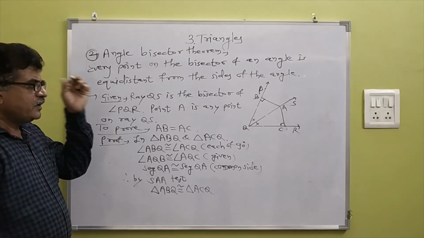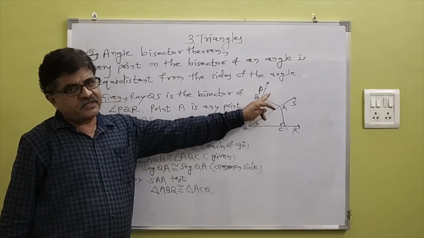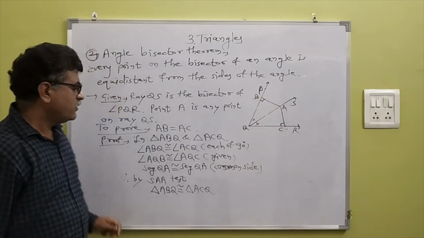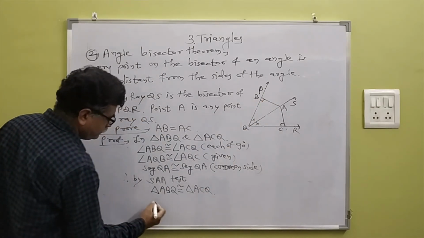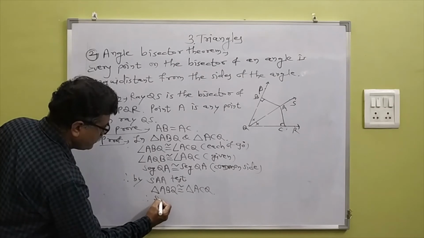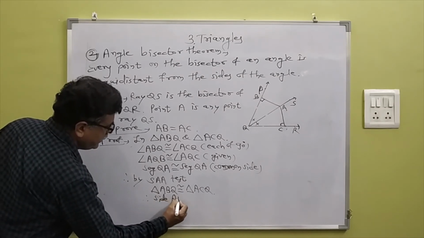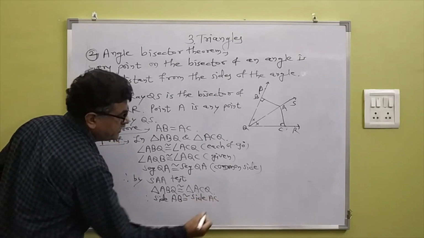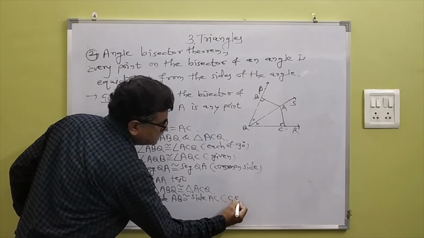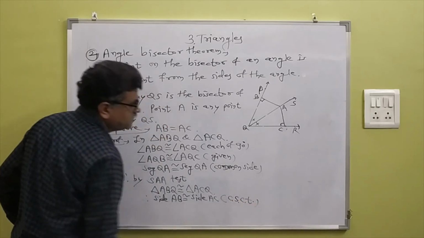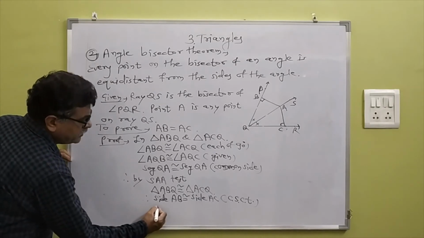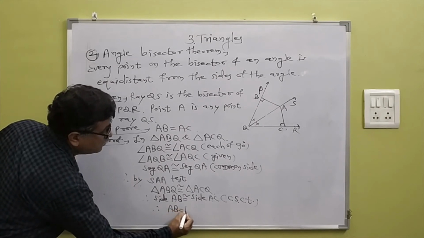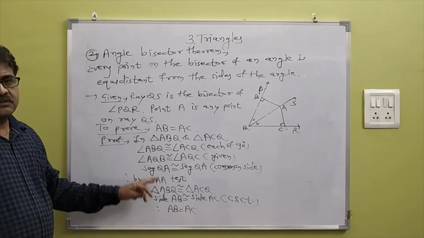Now we know that these two triangles are congruent, therefore their corresponding sides are also congruent. That is, therefore side AB congruent to side AC. Write down corresponding sides of congruent triangles. Therefore, these two sides are congruent, therefore they are equal. Therefore, AB is equal to AC. This is the proof.